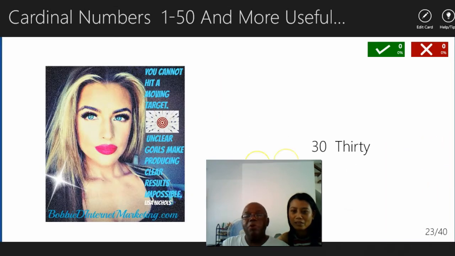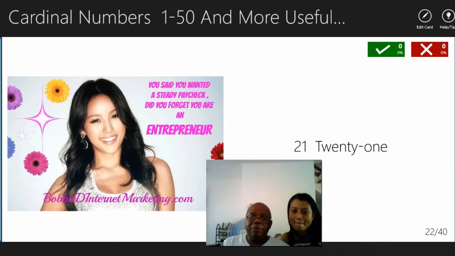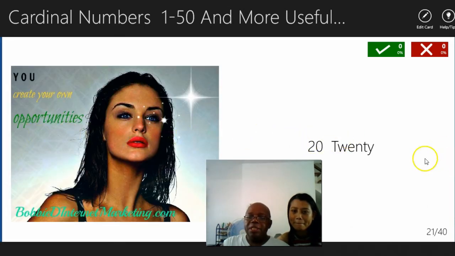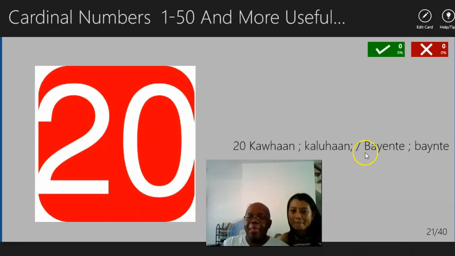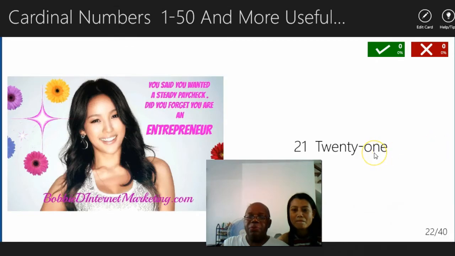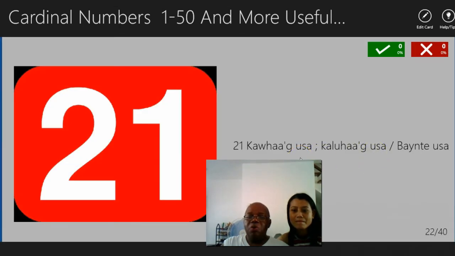Now we're going to jump to 30, because the pattern is the same. For 21, you just put the cardinal numbers from the beginning on it. So it's the same pattern: kaluhag usa for 21.